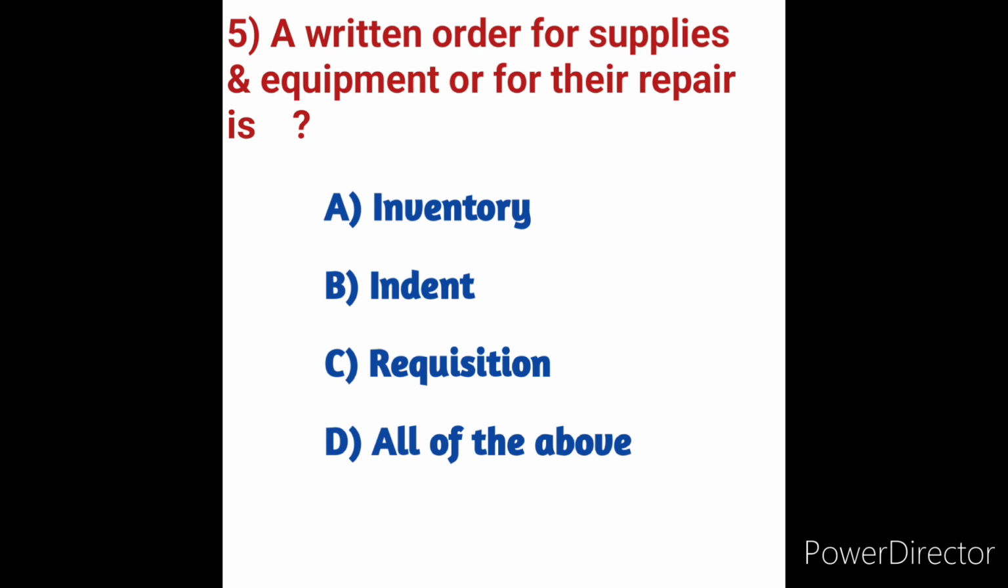Here a written order for supplies and equipment or for their repair is called requisition, an official order laying claim to the use of property or materials. Requisition is a request for goods or services made by an employee to the person or department in a company that is responsible for purchasing. For example, a purchase request for 10 laptops. This is an example of requisition. So here in these options, option C, requisition, is the correct answer.